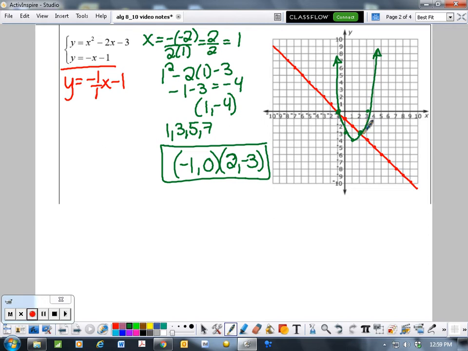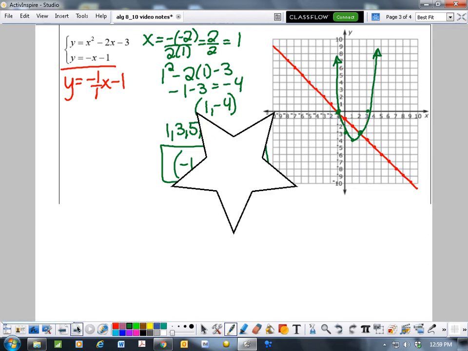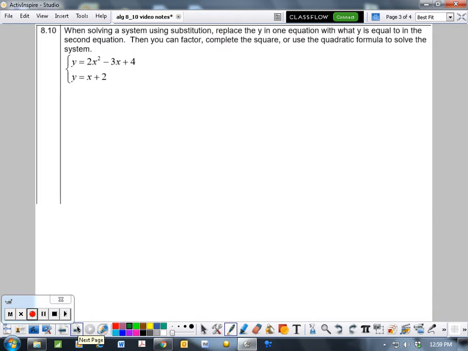We also have an algebraic way of solving. And we're going to do that by using substitution. So what we're going to do for substitution is I'm going to take what y equals for the line, I'm going to plug that in to that y spot right here. So we're going to have x plus 2 equals the rest of this here. 2x squared minus 3x plus 4.